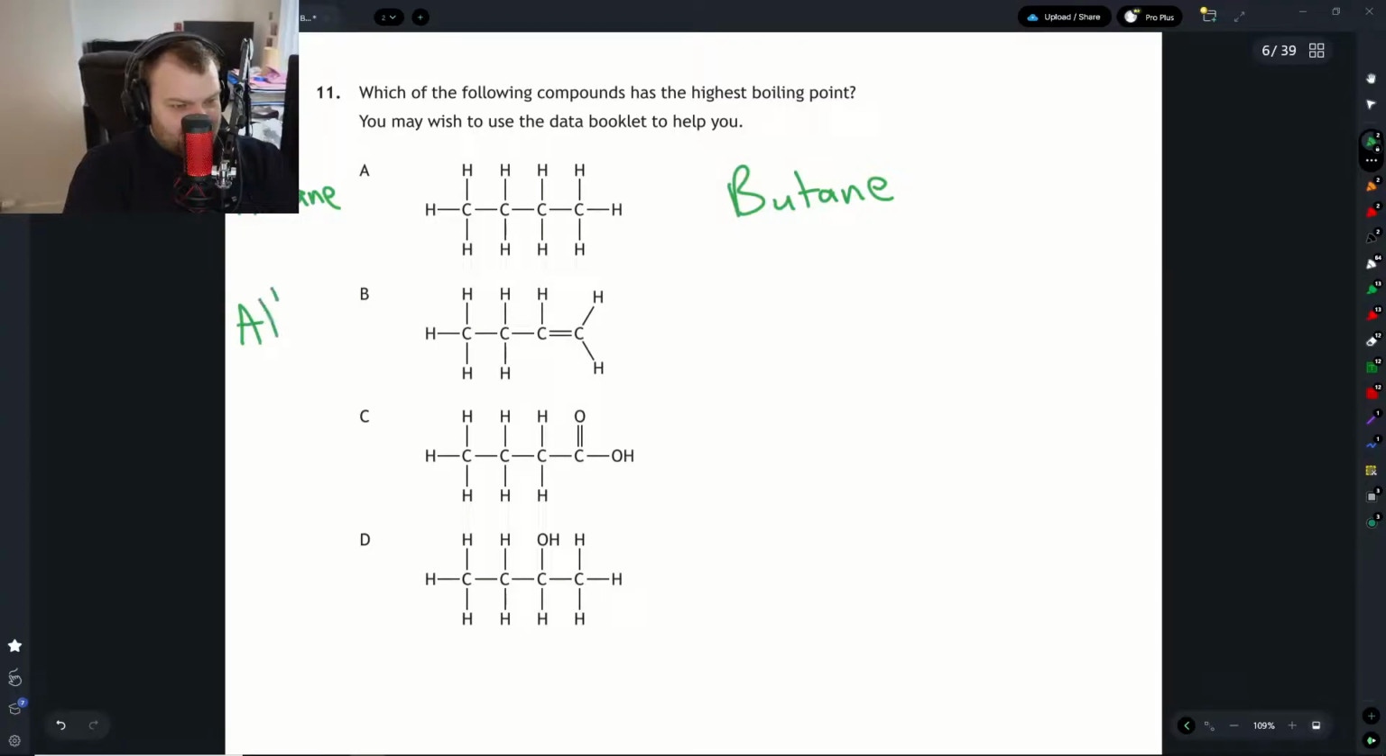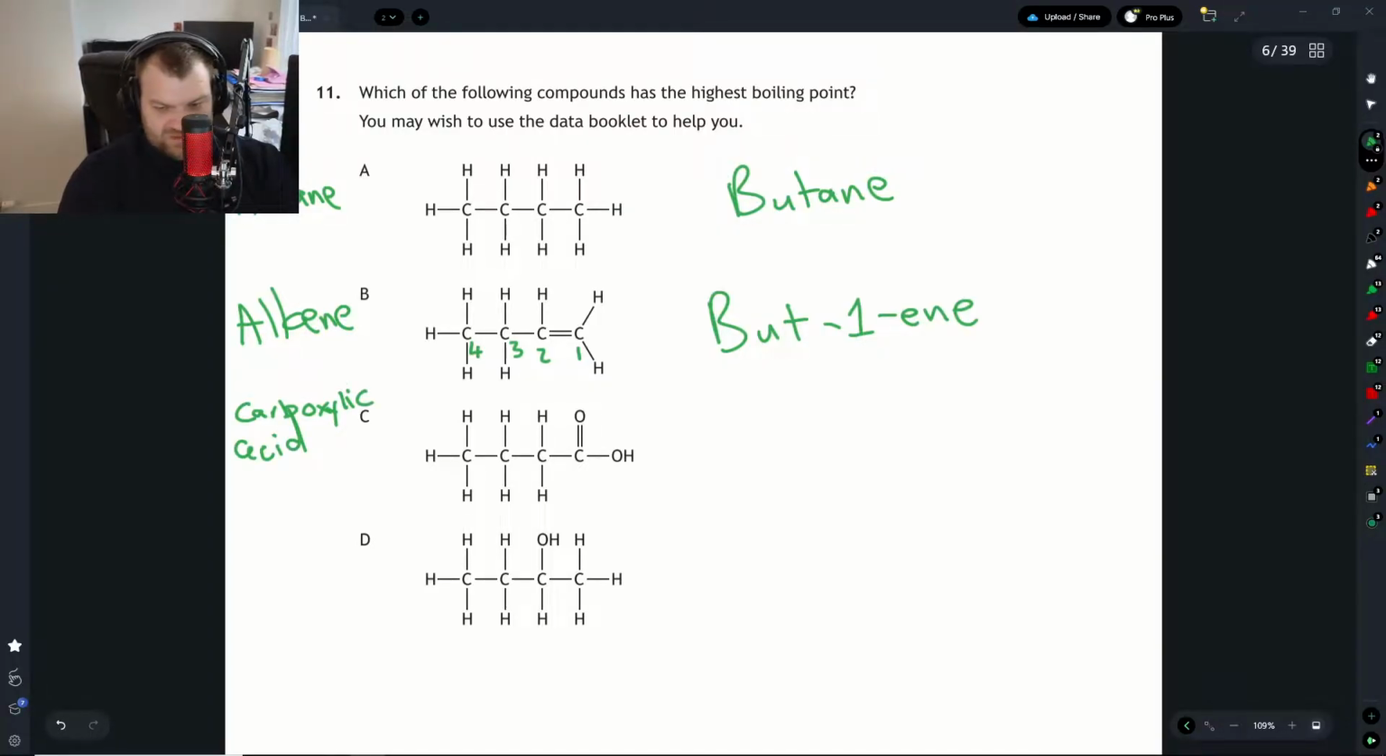Next up, we have an alkene because it has at least one carbon to carbon double bond. That will be but-1-ene. We need to know specifically that it's but-1-ene because of the position of the carbon to carbon double bond. Next up, the COOH, C double bond O, OH, means that that is a carboxylic acid. Carboxylic acid would be butanoic acid.